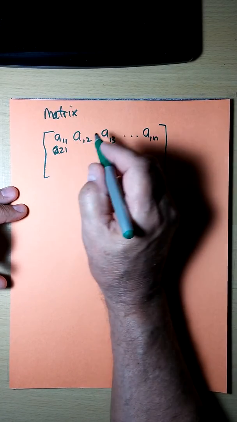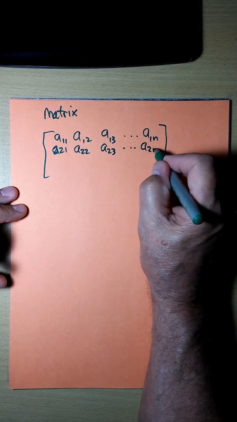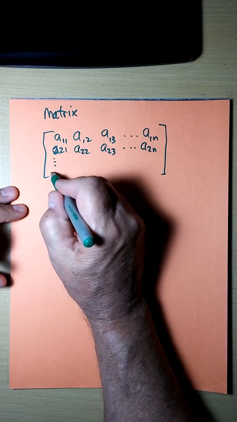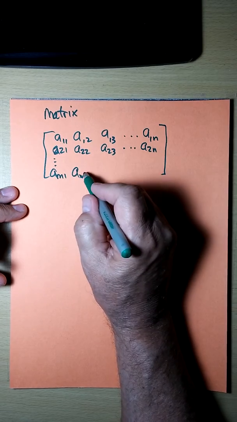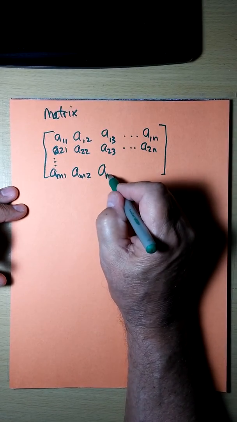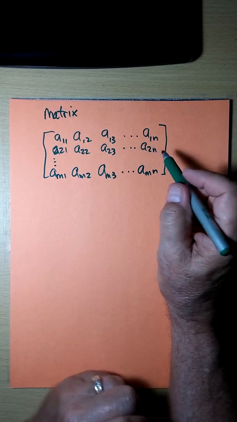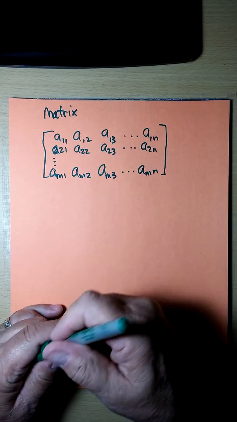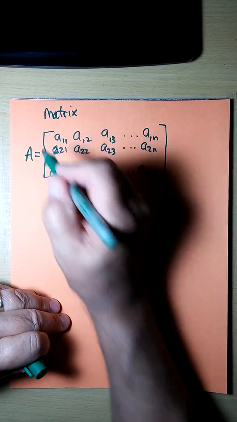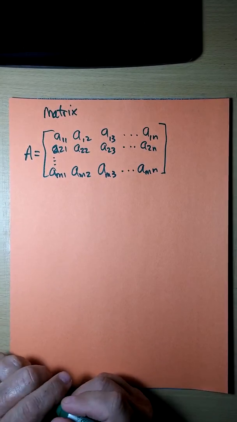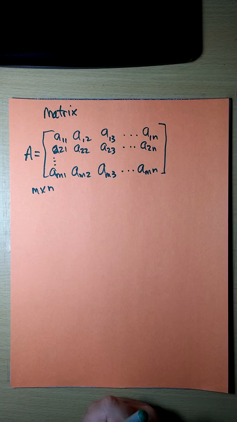A21, A22, A23, go up to A2N. And you can keep on going until you get to AM1. That's row M, first column. Row M, second column. Row M, third column, up to row M, N column. So this is a rectangular array of elements, usually numbers. We use uppercase letters to name these usually. But this is an M by N matrix we're going to call A.